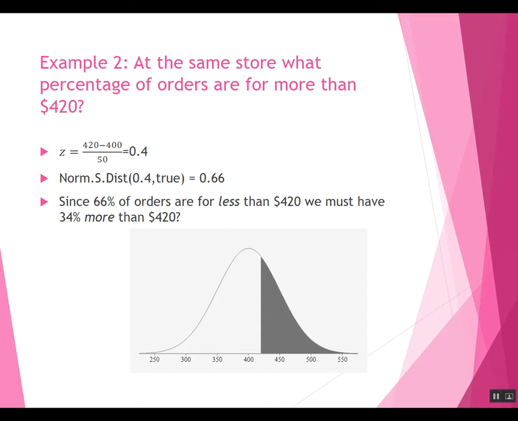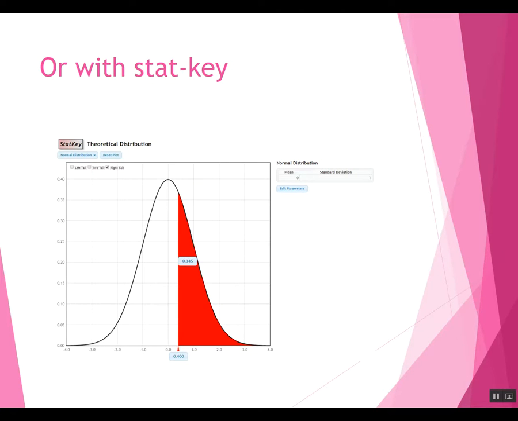And once we know that the z-score is 0.4, we can also do this in StatKey and get directly that the percentage is 0.345 actually. So by putting in 0.4 for the z-score and telling it that we want to see what's to the right, it gives that number to us directly.